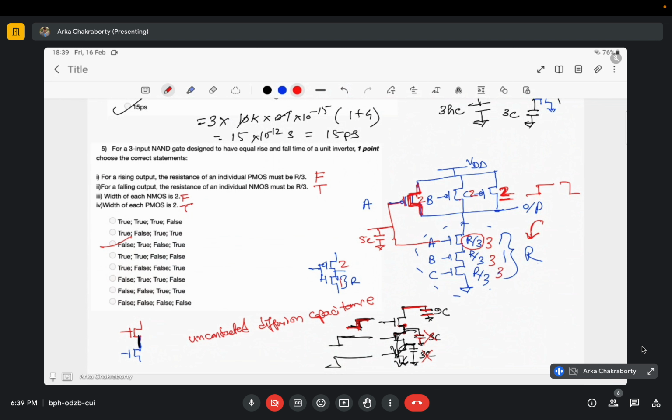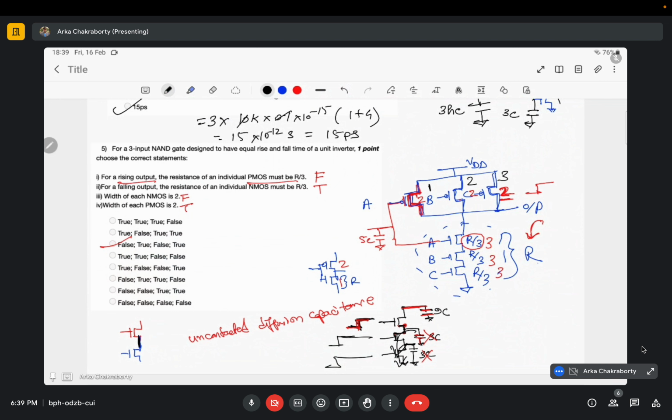Okay, fine, let me repeat again for you. It has been given that for a rising output, that is, my output is rising, the resistance of an individual PMOS must be R by 3. So there are three PMOSes here. You can see one PMOS, second PMOS, third PMOS. This is the first PMOS, this is the second PMOS, this is the third PMOS, correct?